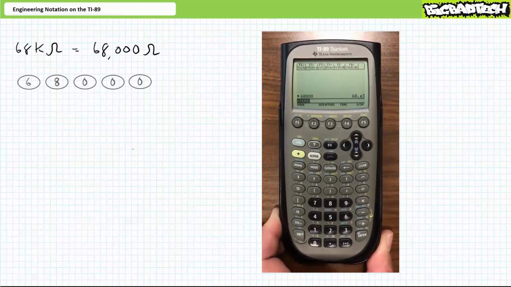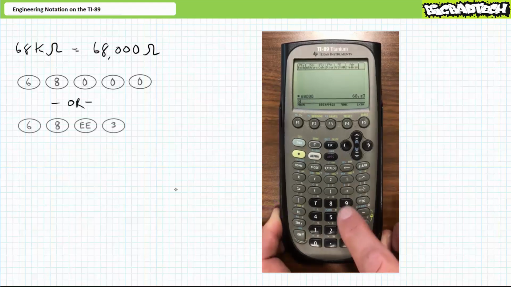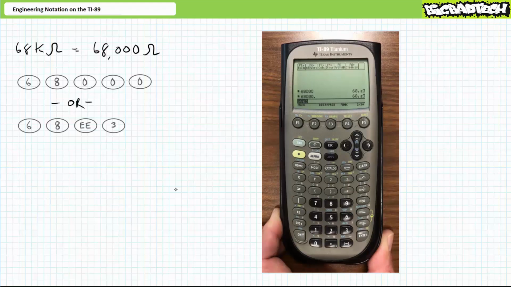This method works, but entering long strings of zeros is a serious pain, so I often enter them using shortcuts using the power of 10 or EE key. If I enter 68EE3, the calculator recognizes that I want to multiply 68 times 10 raised to the third power, or 1,000. Press enter. This also yields 68E3. How easy is that? But wait, there's more. Even if you enter the number in some weird alternate fashion, let's say scientific notation, the calculator will do the conversion to engineering format for you.